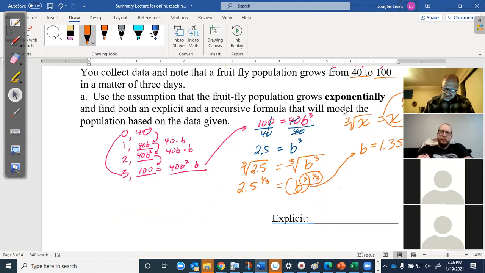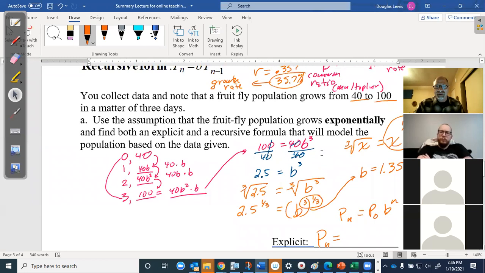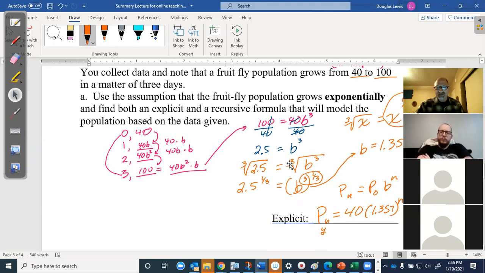And remember, the explicit formula is P sub n is equal to P sub 0, the initial value, times B to the n power. And so we're going to have P sub n, that's like our Y. And P sub 0 is the starting point. Now, what is the initial value? What's the initial population here? 40. And our B is going to be 1.357. We usually put parentheses around that, to the n power. And that's our explicit model right there.